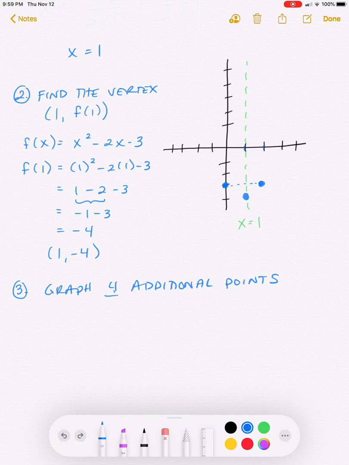So let's go ahead and plug into our function +3 squared minus 2 times 3 minus 3. And let's do that arithmetic.